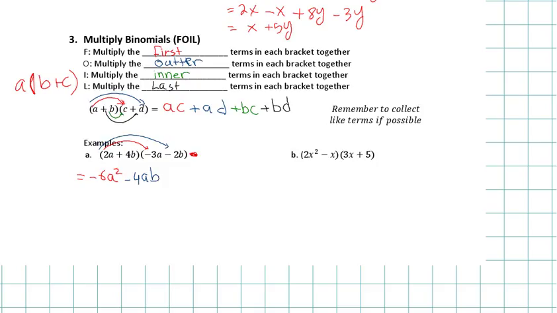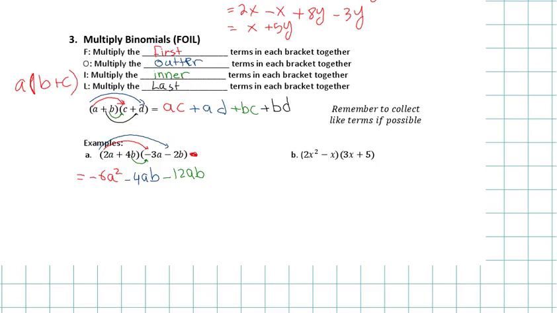What would be my inner terms? 4b times negative 3a. So it's going to be negative 12ab. BA or AB is the same thing, right? If you multiply 2 times 3 or 3 times 2, you get 6. No matter which order you write them, it's going to give you the same thing. The reason I write it AB here is because I want you to see that we actually have like terms. We're going to see that in the next step.